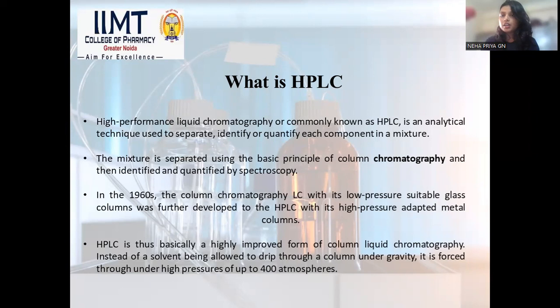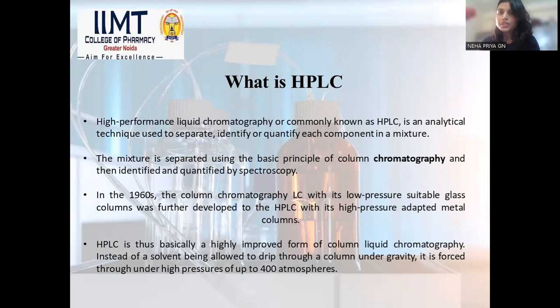Earlier column chromatography used to work on gravitational force. For example, the column was put like this, and the mobile phase used to run through the column with the help of gravity, flowing under gravitational force. But in HPLC, we use high pressure for this flow. So this is what HPLC is and why we are using HPLC.